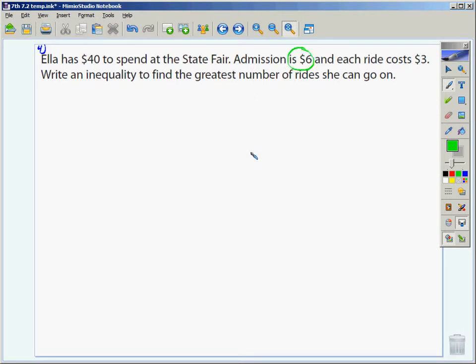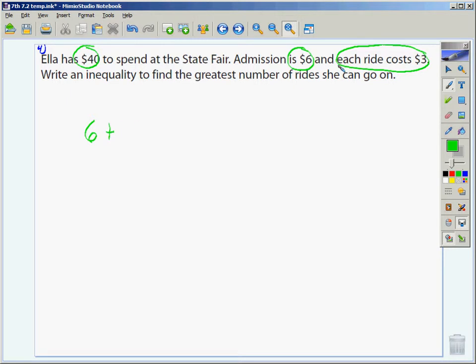It says Ella has $40 to spend at the state fair. Admission is $6, and each ride is $3. Write an inequality to find the greatest number of rides she can go on. So, the $6, is that something she's going to pay once or something she's going to pay each time? Once. It's a $6 fee to get in.